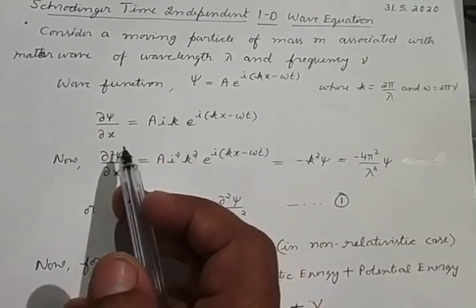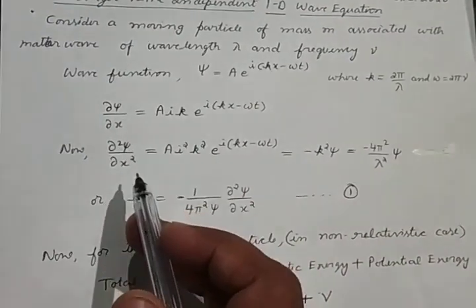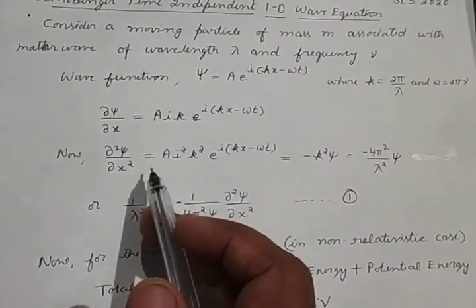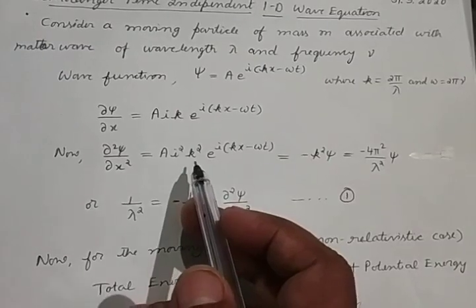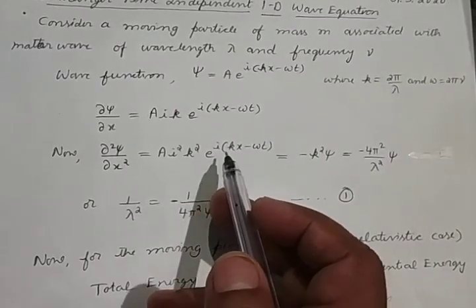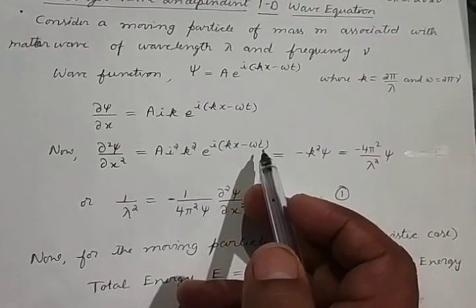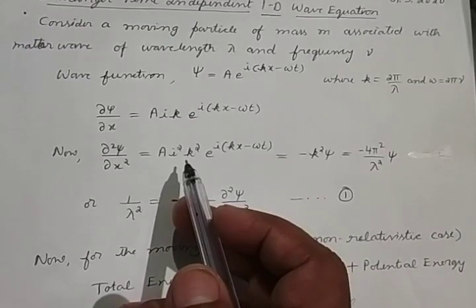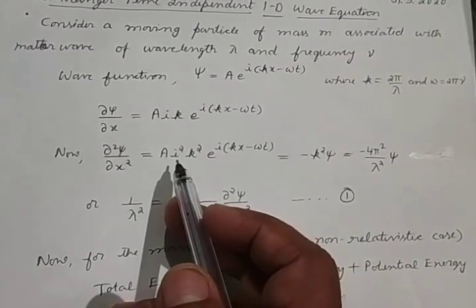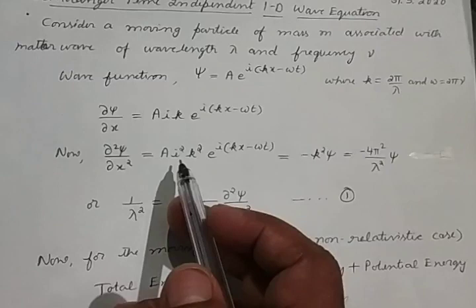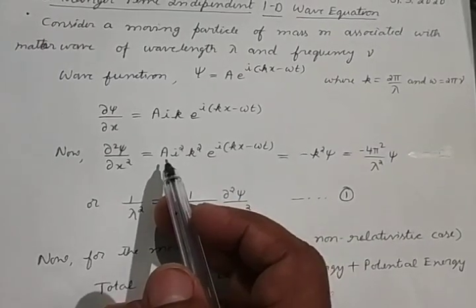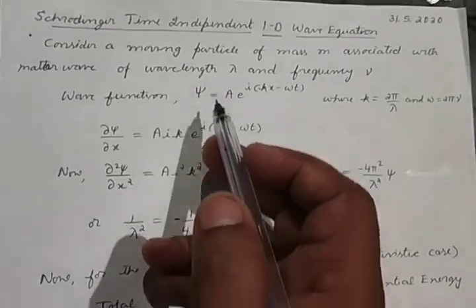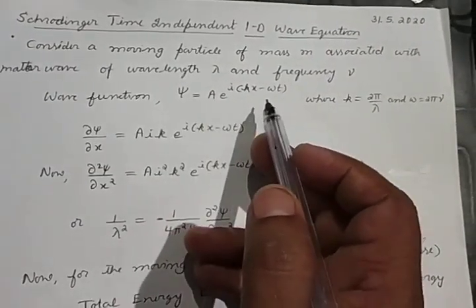Now let us differentiate this partially once again with respect to x. Then we get the second derivative: dou square psi by dou x square is equal to A i square k square into e power of i into (kx minus omega t). Here i we know is the imaginary number given by square root of minus 1. Therefore i square is equal to minus 1. So if you substitute that, and also consider that A e power of i into (kx minus omega t) is the same as the wave function psi.